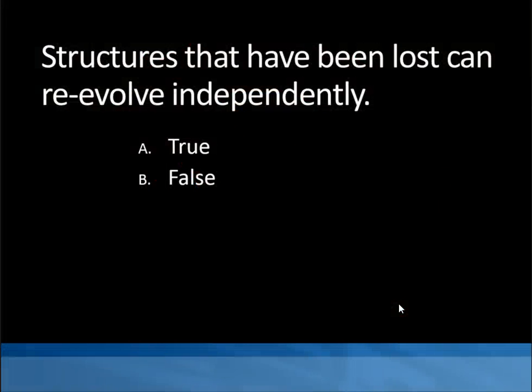Okay, here's your next question. Structures that have been lost can re-evolve independently. The answer to that is false, actually, because traits really don't. Once you've lost something, let's say that you're a kiwi and you've lost your wings. You will not evolve new limbs from the same structures that the limbs in your common ancestor have, right? Now, new wings may arise, but they'll be from different structures, okay? And so typically, once you've lost it, you've lost it.